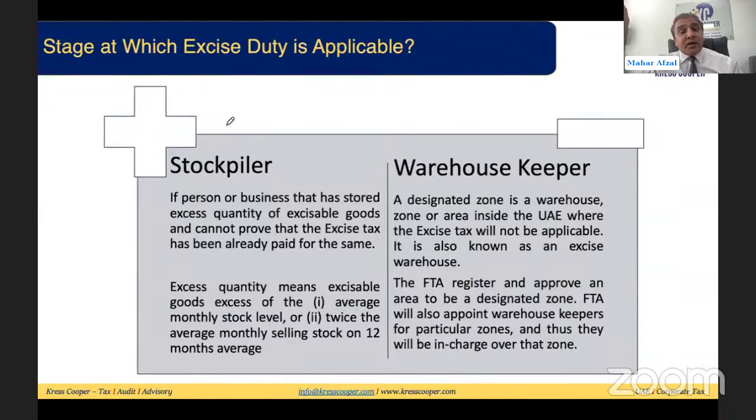FTA will also appoint warehouse keepers for particular zones, and thus they will be in charge of the zone, as I mentioned earlier. So for stockpilers and warehouse keepers, a warehouse can be set up anywhere in the free zone, mainland, and the designated zone. Stockpilers need to pay excise on the excess quantity. The formula is given: 12 months average, 2 months average stock. So they need to pay excise duty on the excess quantity. When they need to pay, we already discussed the timeline as well.